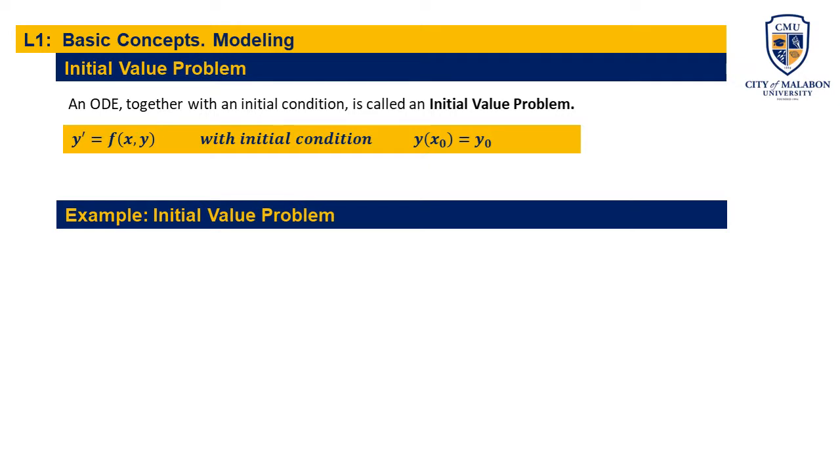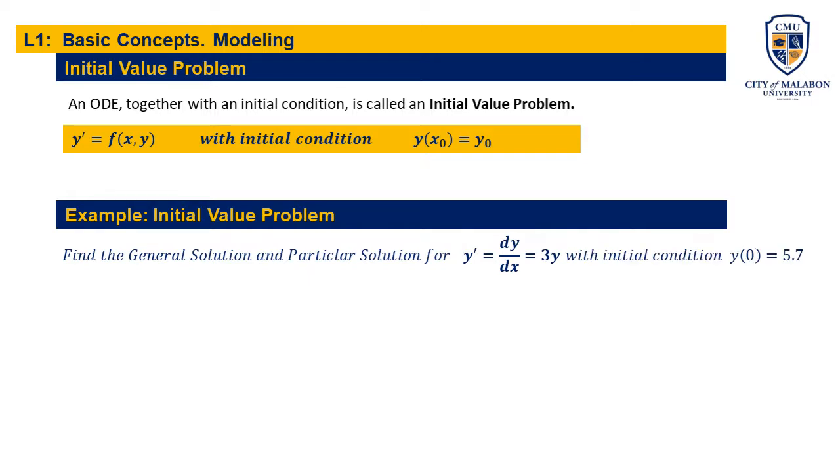To further illustrate, let's solve this example. We would like to find the general solution and particular solution for y prime is equal to dy dx is equal to 3y with initial condition y of 0 is equal to 5.7. So again, we have this differential equation dy dx is equal to 3y.